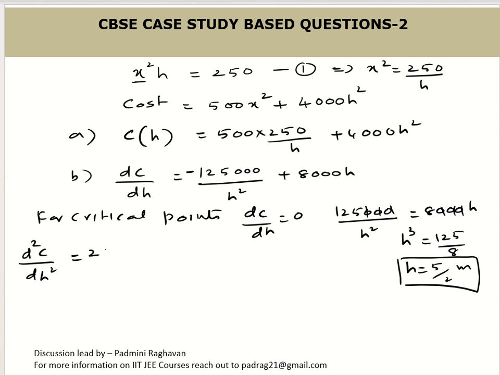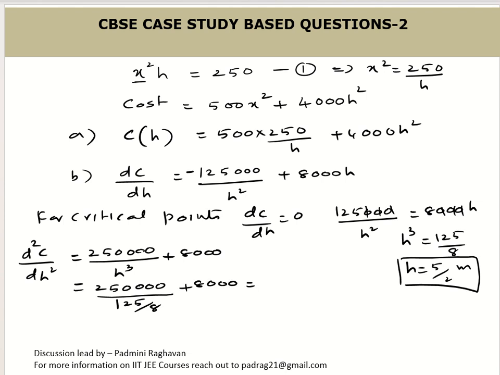So it is going to become 250,000 divided by h cube plus 8,000. Replace h is equal to 5 by 2. So we get 250,000 divided by h cube, which is 125 by 8, plus 8,000. Maybe I can cancel. This will give me 2,000 into 8.